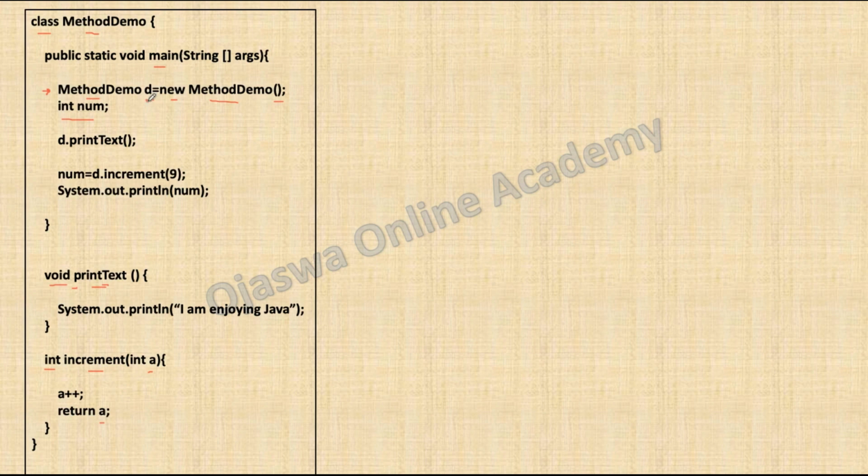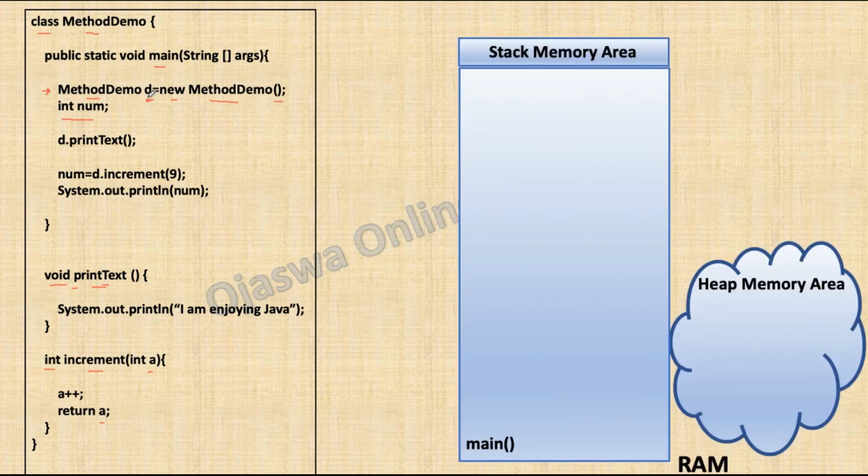Memory for object D is reserved. Now there is a big difference between storing a variable and storing an object. In Java, memory is divided into different sections for different purposes. There is a stack memory area and there is a heap memory area. All the variables and their values are stored in the stack area. Even the object references are stored in the stack memory, but the actual object is created in the heap memory.